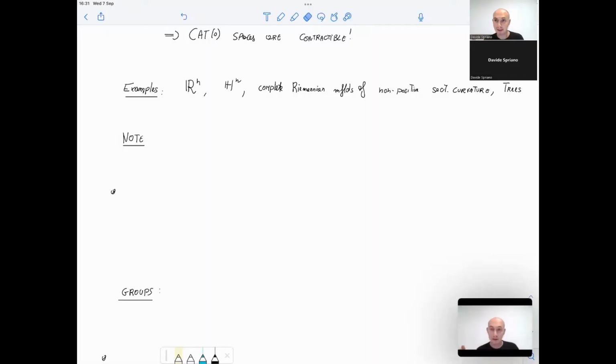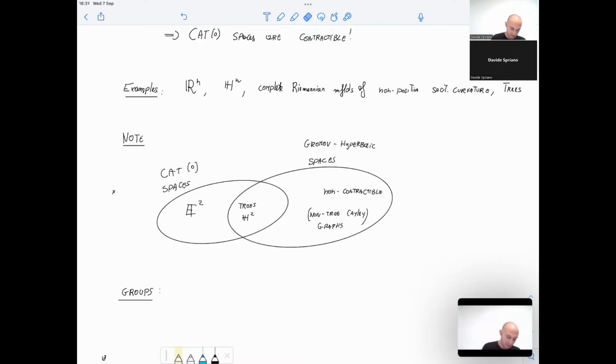Okay, so now let me make a remark about the difference between Cat0 and hyperbolic spaces. Well, so if we just talk about spaces, those two classes don't really talk to each other. So Cat0 spaces and Gromov hyperbolic spaces have some intersections, such as trees and hyperbolic 2-space, but there are examples of each that do not belong to the other one. So Euclidean 2-space is not hyperbolic, as we know, and any space that is not contractible and hyperbolic, for instance, non-tree Cayley graphs of some groups, would not be Cat0 spaces.